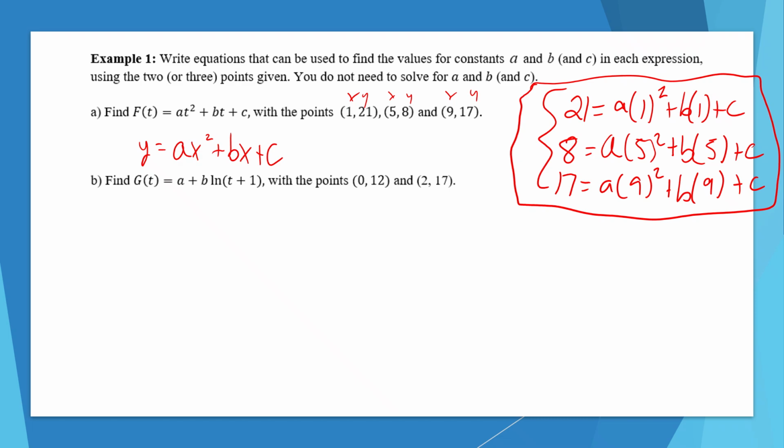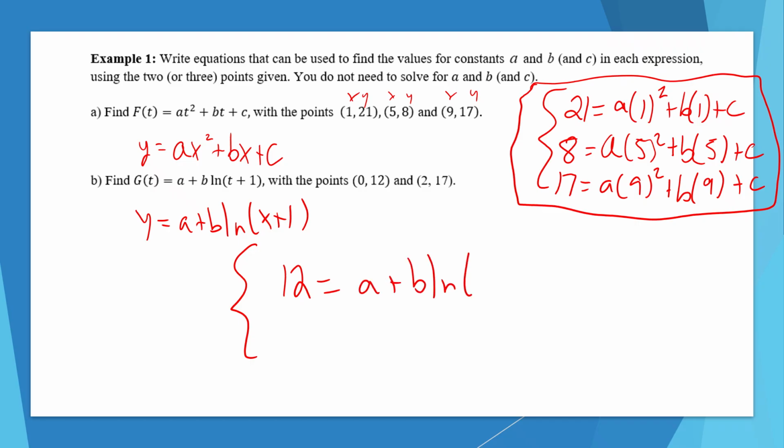For part B, g of t is equal to a plus b ln of t plus 1. Here this is similar to y equals a plus b ln of x plus 1. So plugging this in, I should get 12 equals a plus b ln of 0 plus 1. And then the next one should be 17 equals a plus b ln of 2 plus 1. And that should be our answer for example 1a and b.